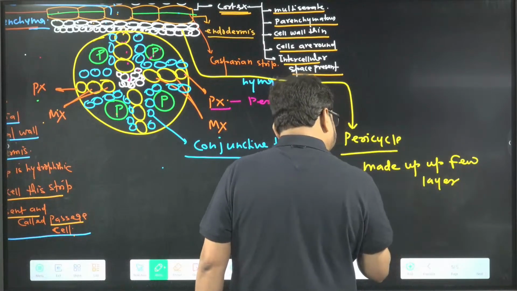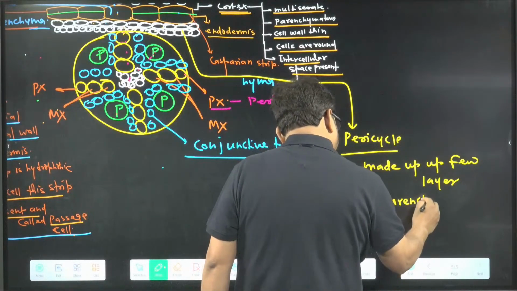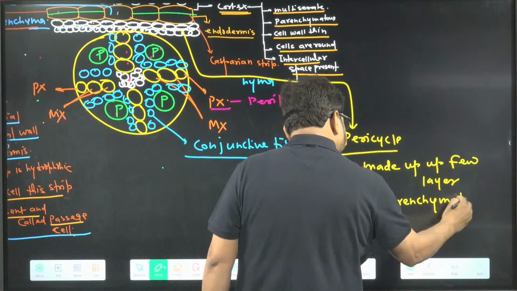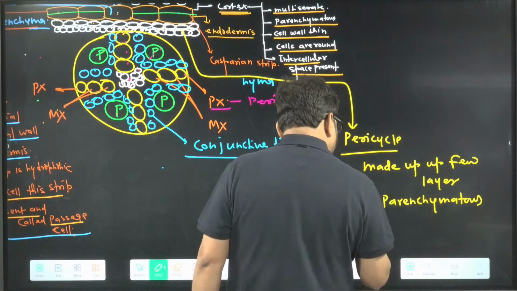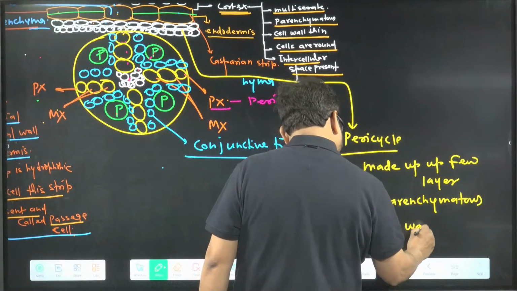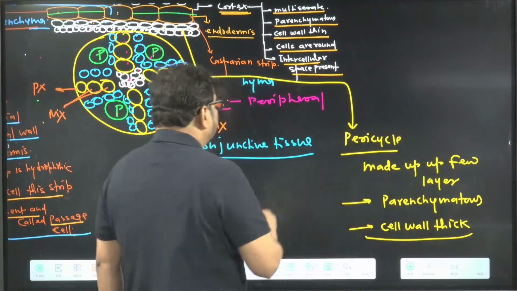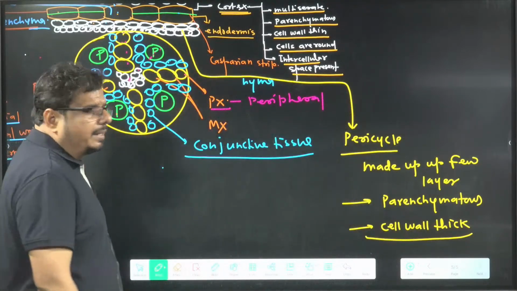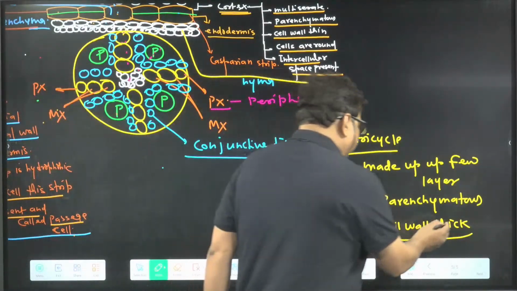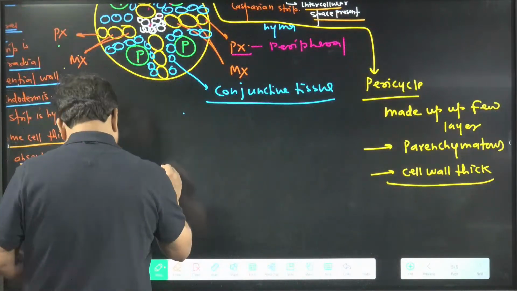This pericycle is totally parenchymatous. If you talk about pericycle, the cell wall is thick. In cortex, the cell wall is thin, but in pericycle, the cell wall is thick. Now finally we are going to talk about vascular tissue.